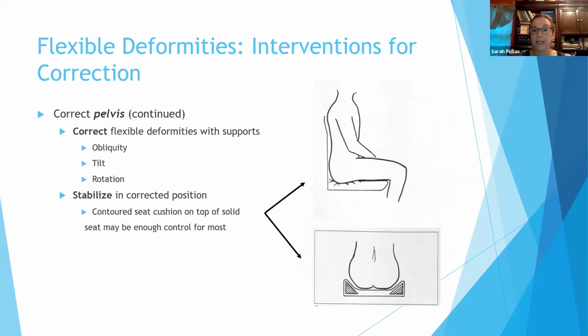When you're correcting a flexible deformity, you want to correct for any of those deformities that you found during your wheelchair evaluation. So an obliquity, where one side of the pelvis is higher than the other, a tilt, where it's either too far anterior or posterior, right? You're trying to correct that. And then rotation. So maybe it's turning towards the left or turning towards the right. So once you correct that, you want to provide something to stabilize it. If you have contoured cushions, they're a great option. If not, there are different ways that you can do it, well, I'll get there, but you want to create some sort of contour to keep the pelvis where it is.